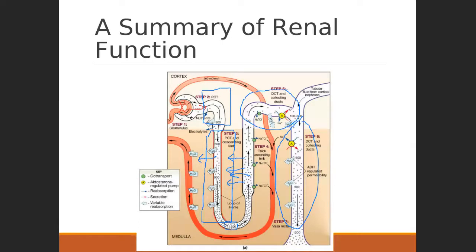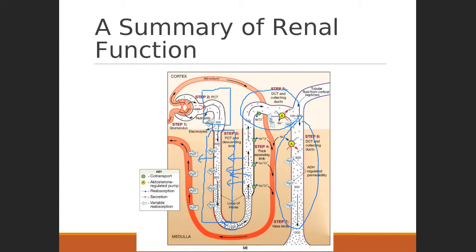Through the actions of our proximal convoluted tubule and the loop of Henle, most times your work is done now. However, there are times when you want to reabsorb even more water if you're dehydrated. That's where we're going to see the hormonal actions of ADH, ANP, and aldosterone acting on the last portions of that tubular fluid.